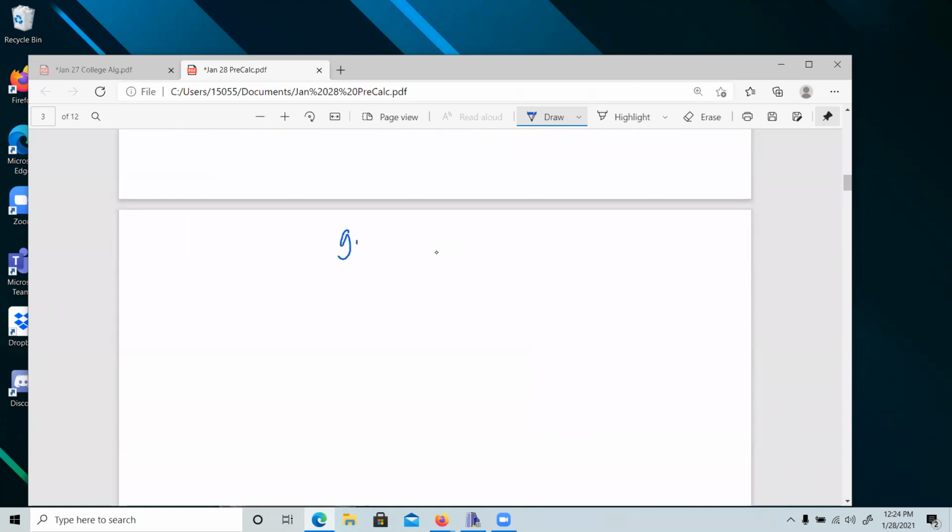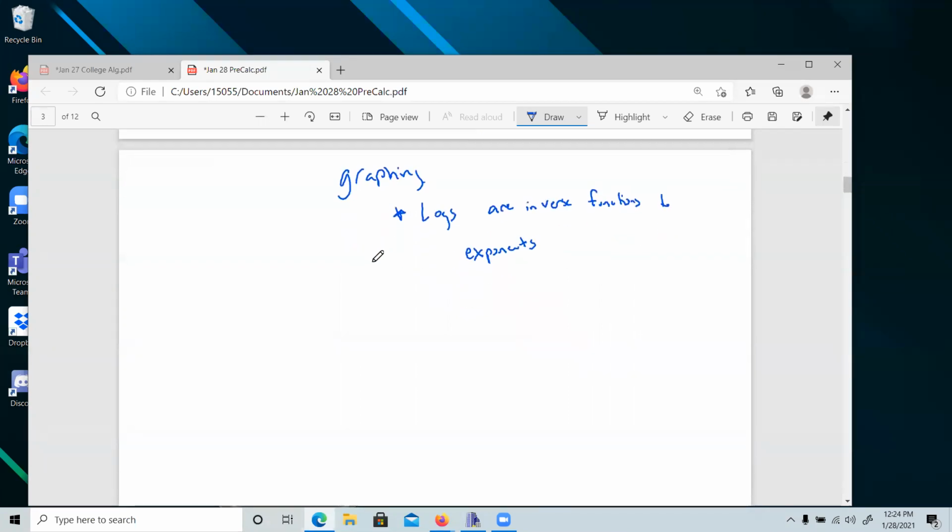So graphing. Okay. Here's the secret of graphing a logarithm. Logs are inverse functions to exponents. So if I was going to do a square root graph, right? I was going to say y is equal to the square root of x. And we draw a little t-table here.